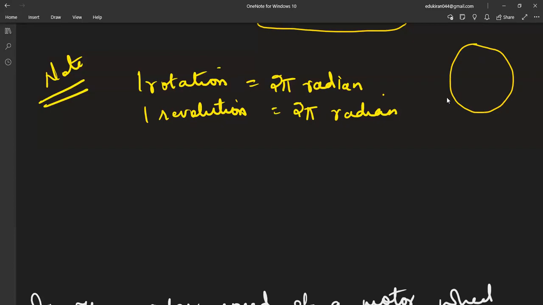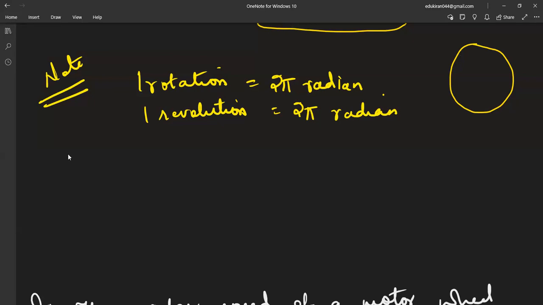Even if the body completes one revolution, rotation is turning on its point, like the earth rotates on its axis. So earth also completes 360 degrees, right? When the earth rotates from the starting point to the end, that is from day to night, earth completes 360 degrees. And when revolution also occurs, that also subtends total angle 2 pi. So one rotation, one revolution, this is 2 pi radian.